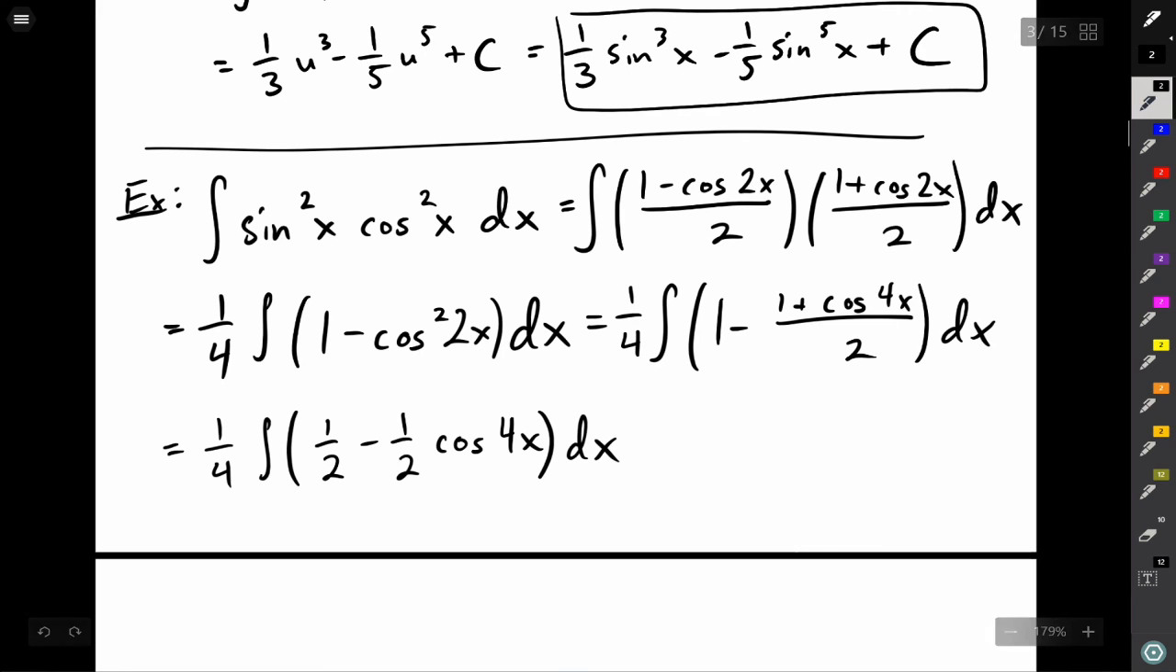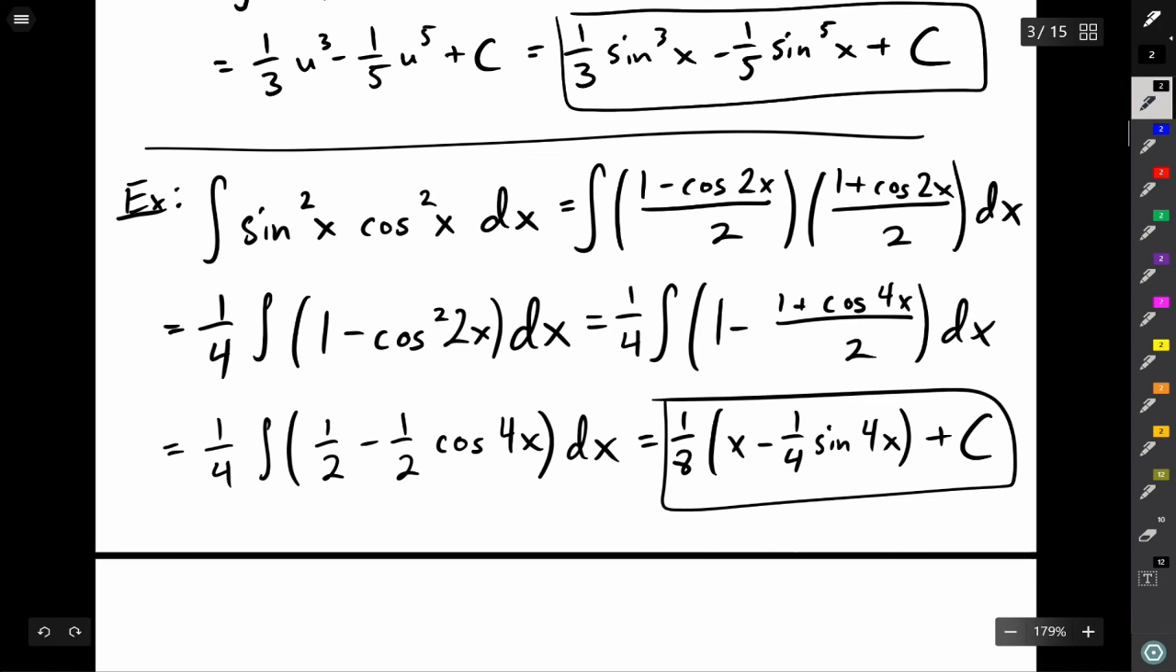dx. Right? So now I'm going to pull out that 1/2 to make life easy. Integrate this, we're going to get 1/8 of x minus 1/4 sine 4x plus c. And there we go.